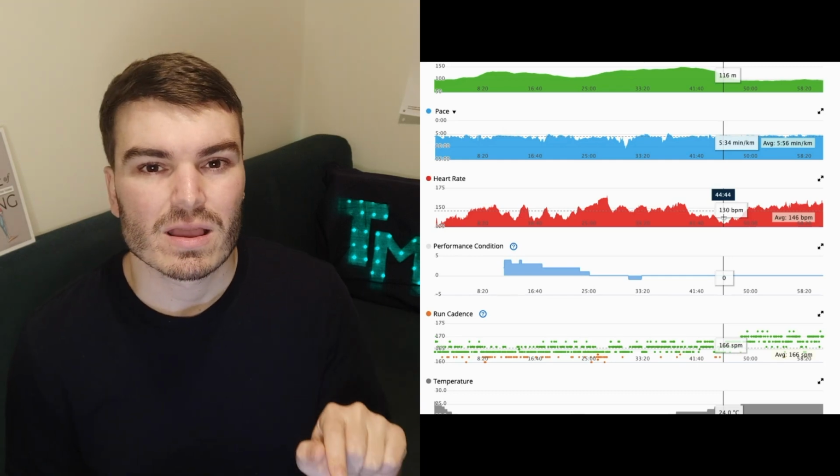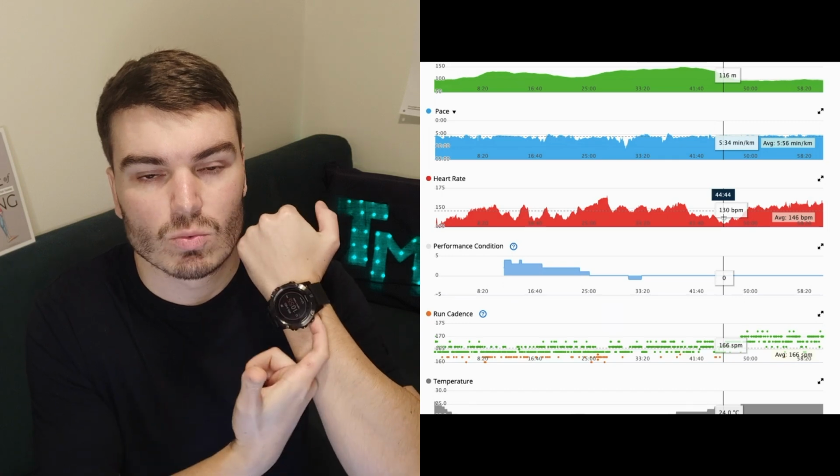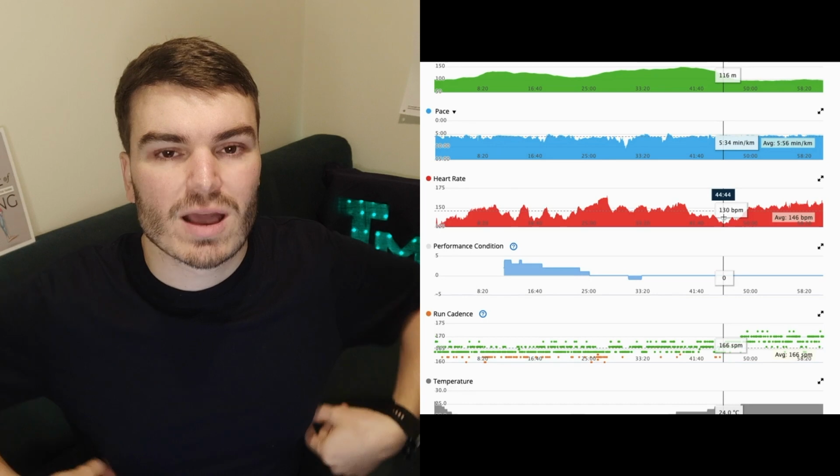Second thing I want to say, I'm only monitoring the heart rate with the wristwatch like this, so the sensor is in the watch, which is a lot less accurate than with a strap that you have around the chest.